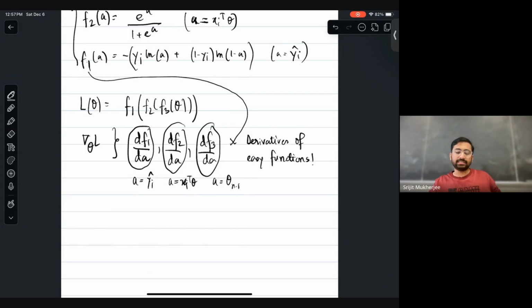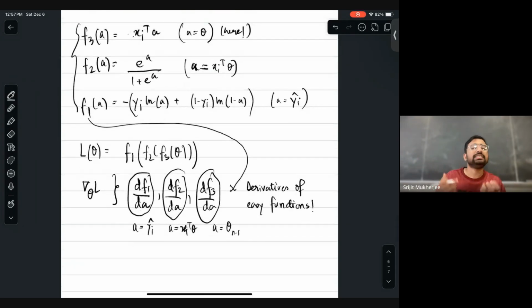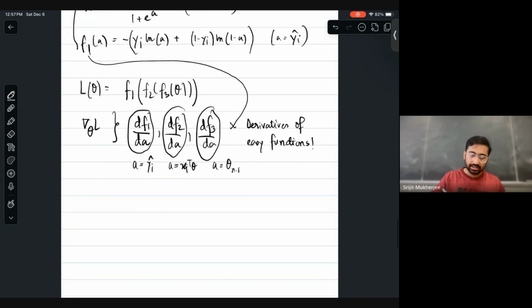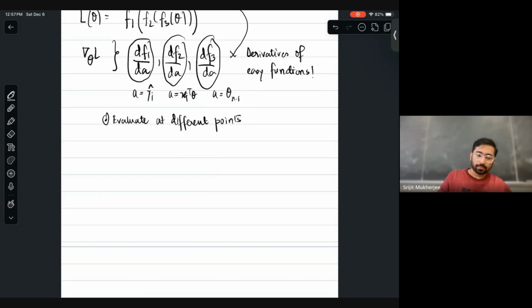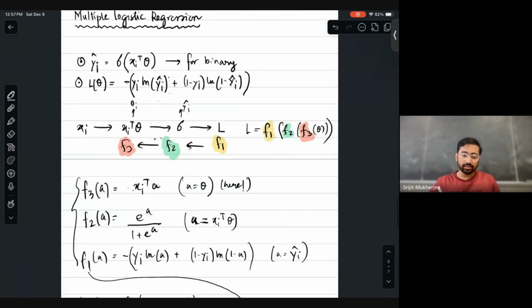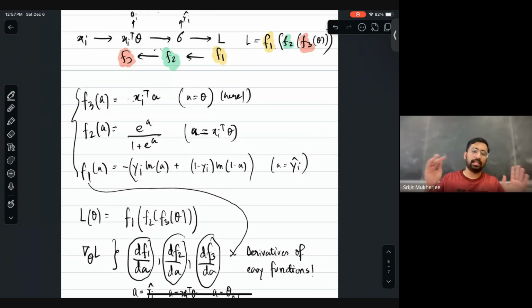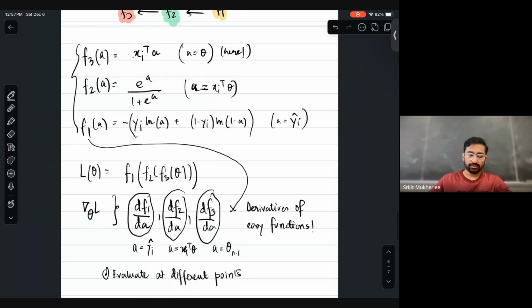Okay, so this is a basic idea. It's a derivative of easy functions, but you have to evaluate at different points. Evaluate at different points. This is very important. So in this case, you can think of it like this. Understand, this is very interesting. So I am not finding the derivative here. You can easily find the derivative. You can use a derivative calculator. But the core idea is important.